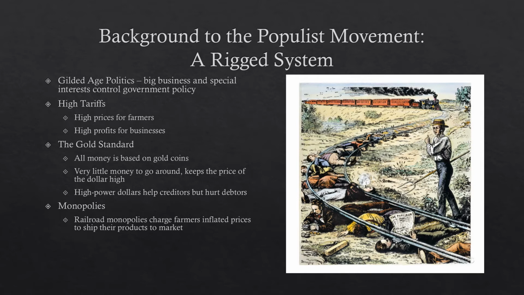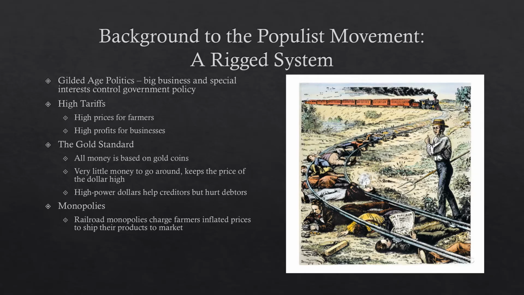Second was something called the gold standard. And the gold standard is a system in which all the money in an economy is based on gold coins. And gold, as you guys know, is very rare. And what this means is that there's not very many official coins or official money going around in the economy. And what this does is it keeps the price of $1 very high. So you guys might know that back in 1900 you could buy a whole week's worth of groceries for $1. Stuff like that.